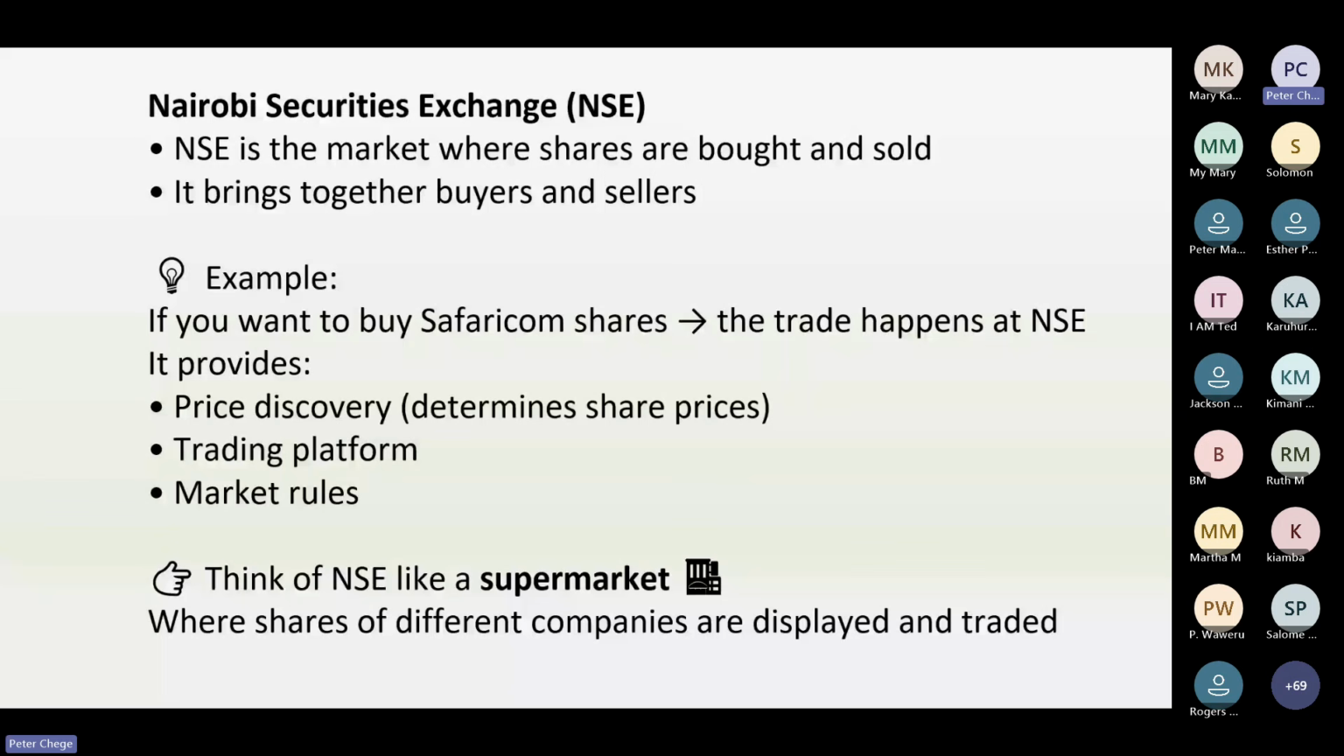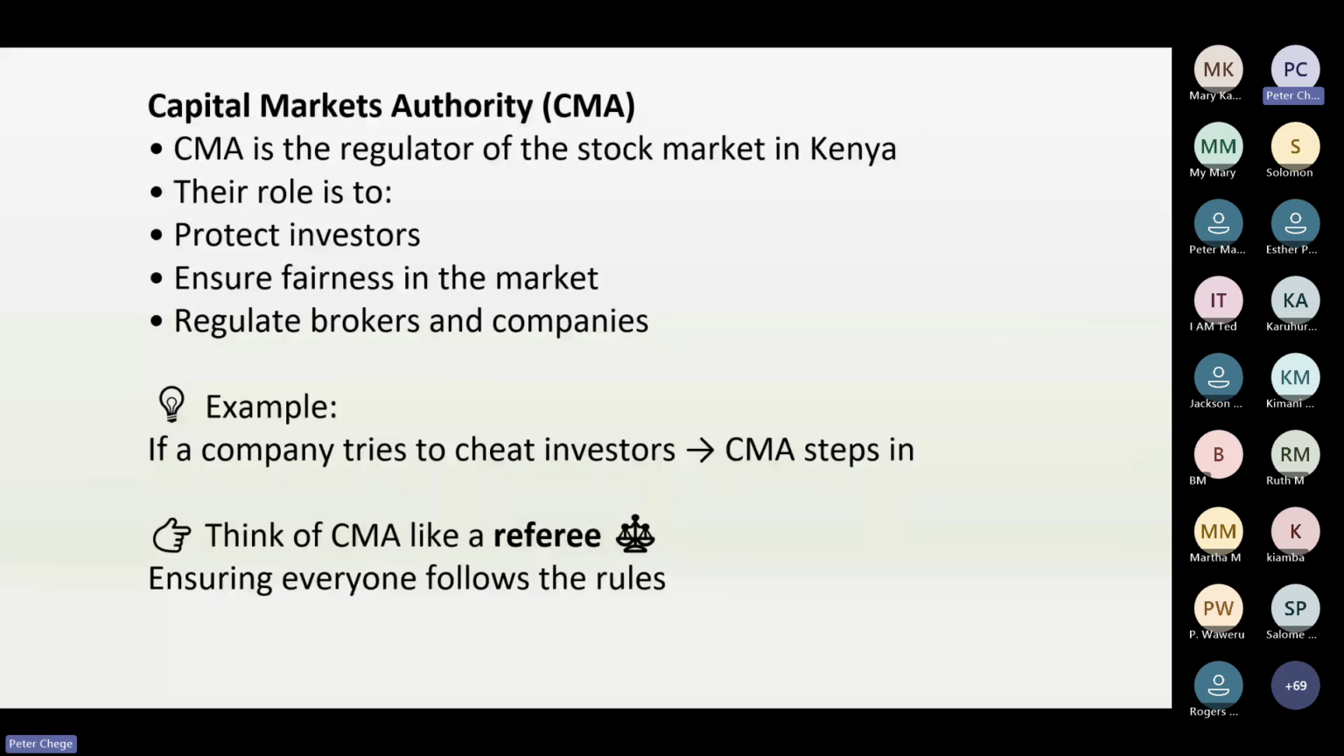Then in any market, there must be somebody to see whether you are following the rules that have been set. So in NSE, it is CMA, Capital Markets Authority. It is part of a government entity at the Treasury through the Ministry of Finance. Why am I saying this? When you see Ministry of Finance and Treasury talking about NSE, it is CMA which is talking indirectly. So they are the regulators of the stock market. Any product that is not regulated by CMA is very risky. So their role one is to protect investors.